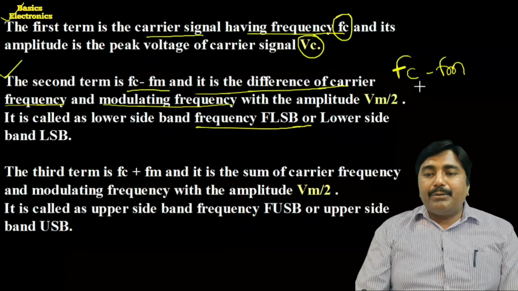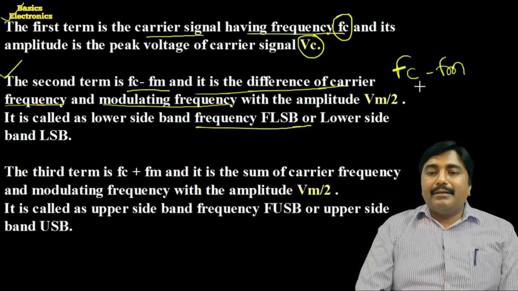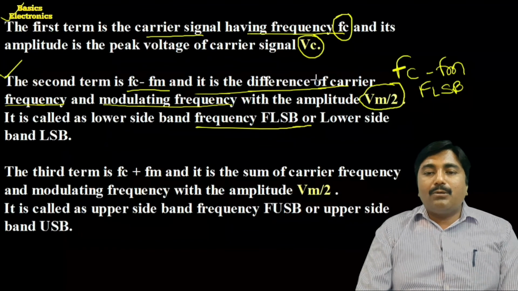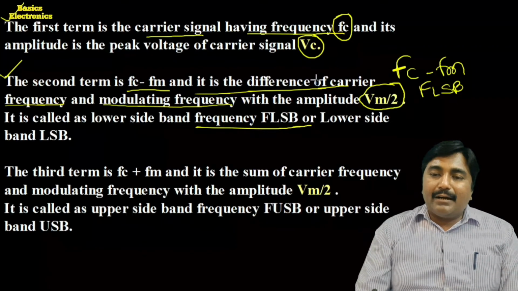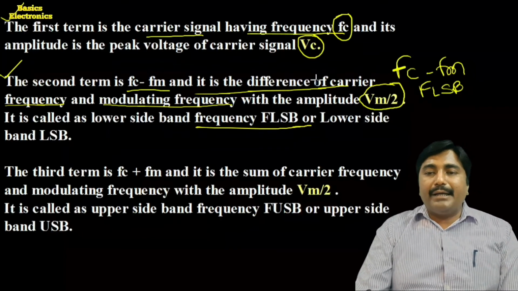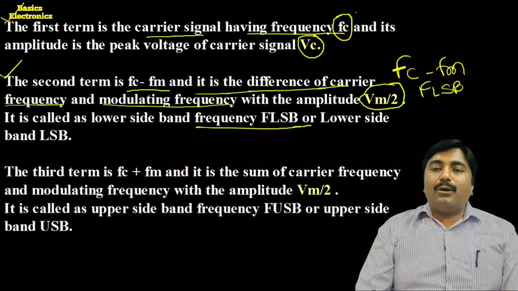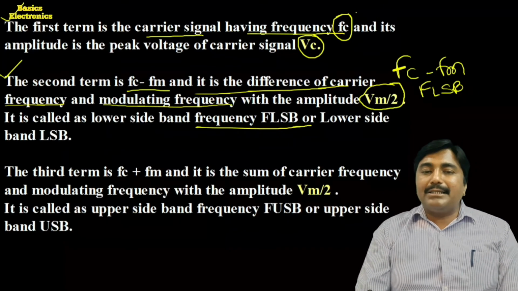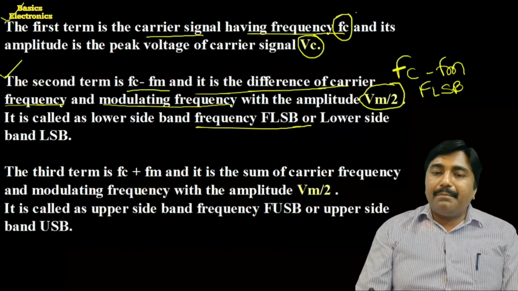Its amplitude is Vm by 2. Means the term we get is Vm by 2 cos 2 pi t (Fc minus Fm). One more term we get, again its amplitude is Vm by 2, cos 2 pi t (Fc plus Fm). So the first term has the frequency Fc and the amplitude is the peak value of the carrier signal, that is Vc. The second term we get is Fc minus Fm. It is the difference of the carrier frequency and the modulating frequency, with the amplitude of Vm by 2.